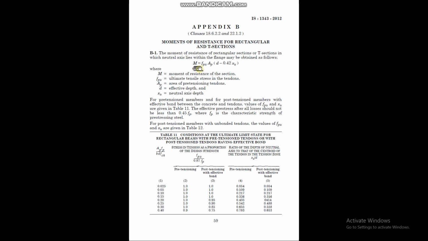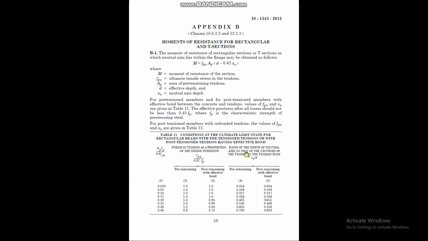Just see here, in the expression for the moment, you need the value of fpu, the value of Ap, and obviously xu. fpu you have to find out from this particular ratio. Ap you already know, you have the data with you. And xu you need to find out in the case of a pre-stressed section. How can we calculate it? Simply using this ratio here. So you simply find out the ratio Ap fp divided by b d fck, and using that ratio you find out fpu and then xu.